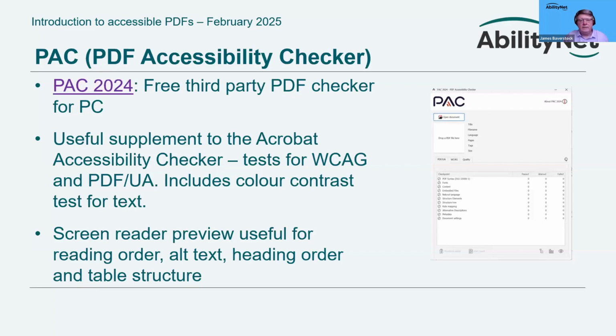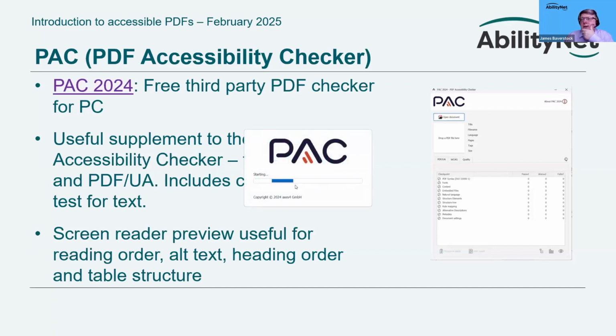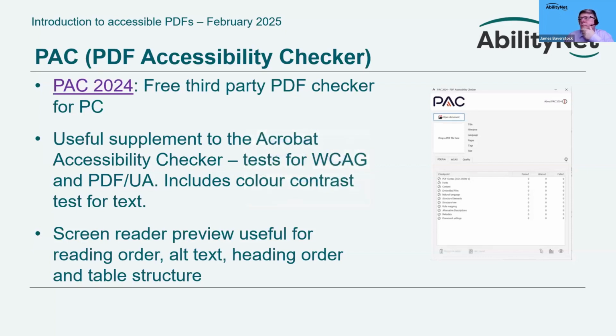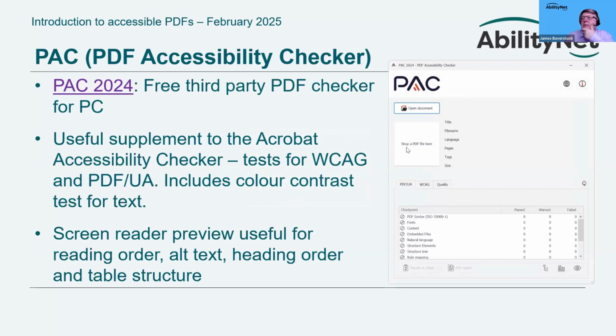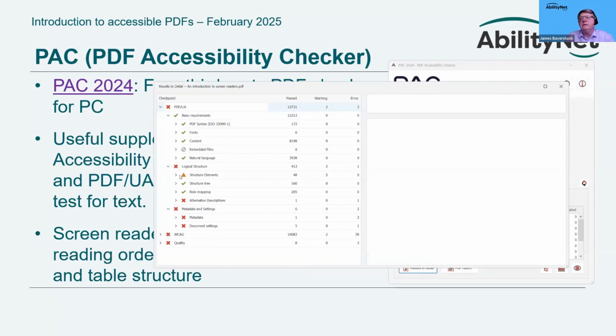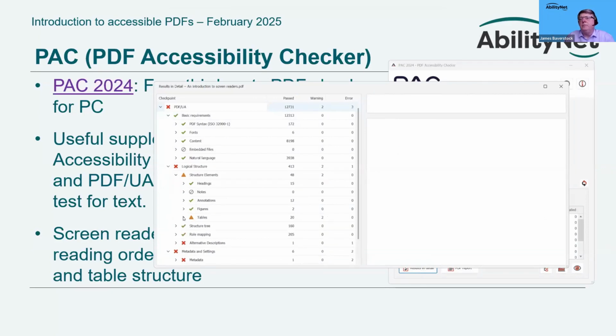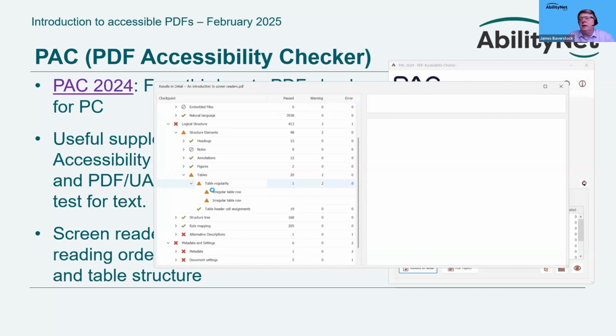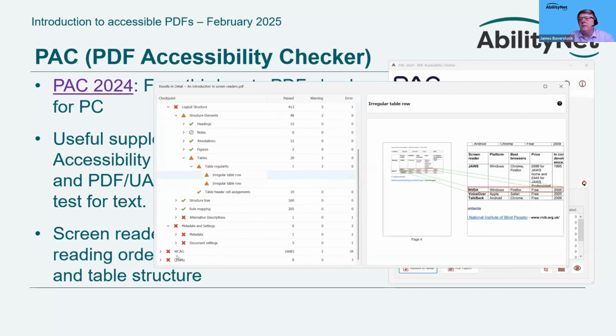I'm just going to open up PAC so I can show how this works. So I'm just going to open this up now, and I'll pop this on the screen here. And the way that PAC works is that we can drop in a PDF file here. So I'll drop in the same PDF file I was looking at in the Acrobat checker a second ago. And we get a similar listing as you'd get within the inbuilt PDF checker. It tries to show where in the document the particular problem is, which is quite useful.